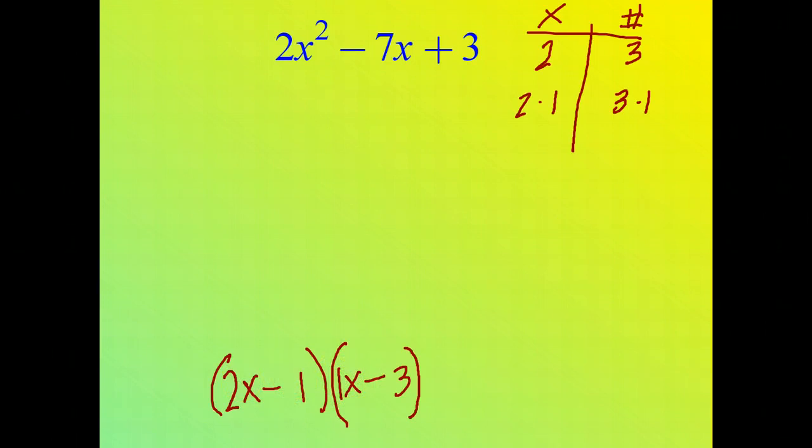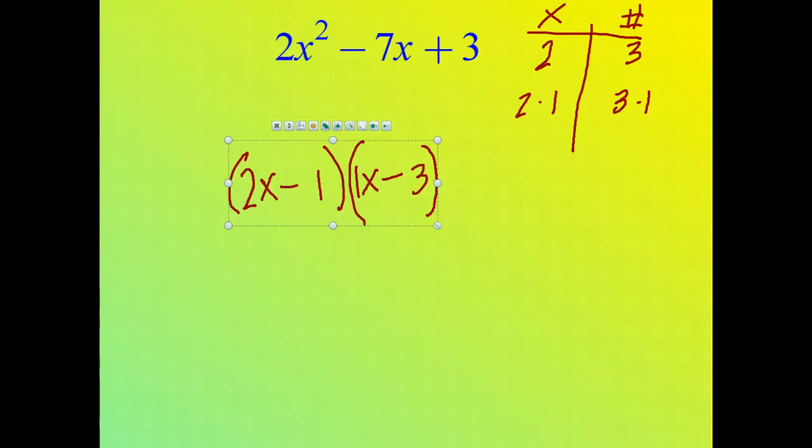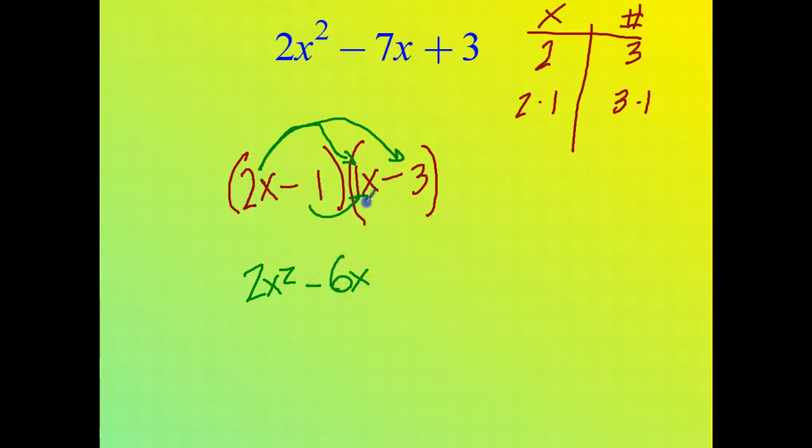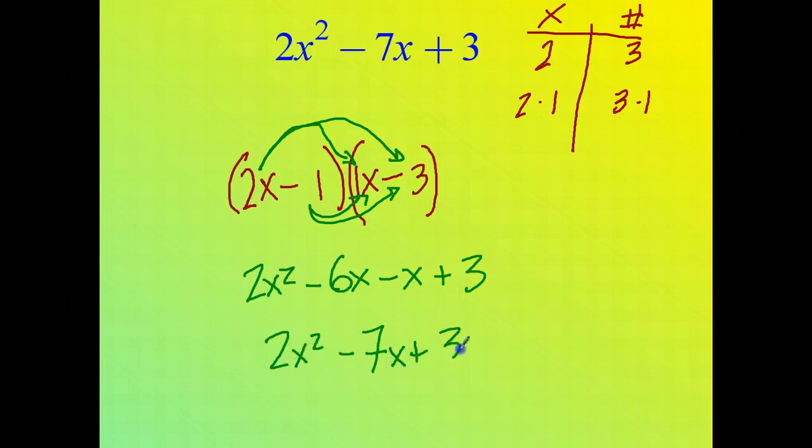If I take this and move it on up, and we'll expand it out and try multiplying this. Let's try this out. 2x times x is 2x squared. And 2x times -3 is -6x. Then -1 times x is -x, and -1 times -3 is +3. Add them together, we get 2x squared minus 7x plus 3.